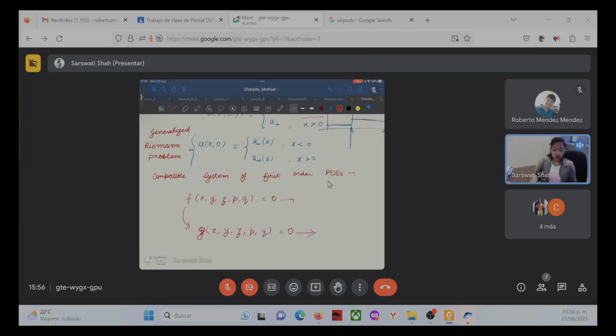When you read the derivation, it is very easy. For f to be compatible with g, we have a compatibility condition.